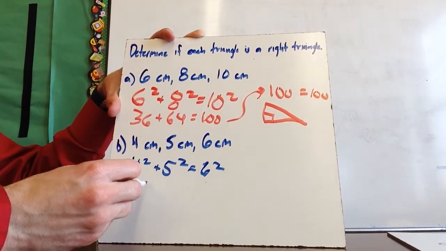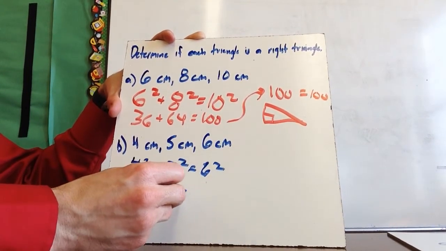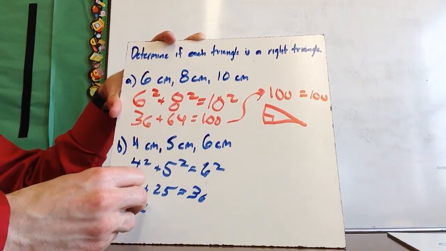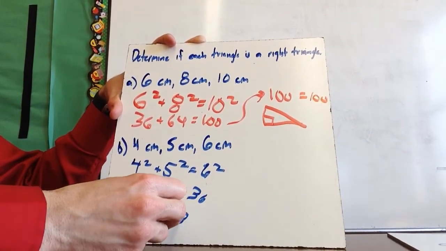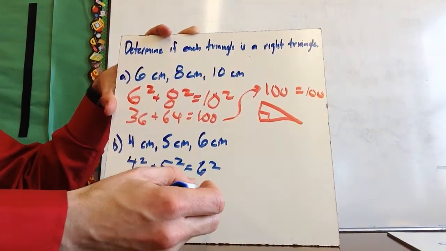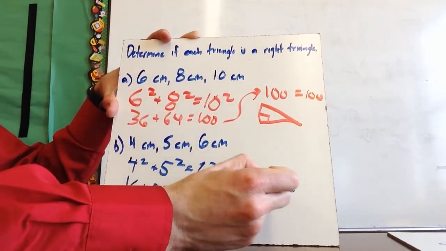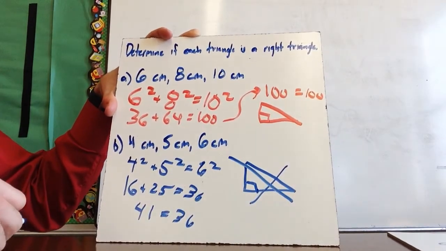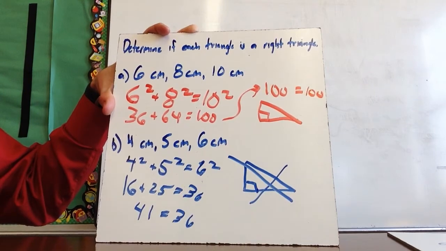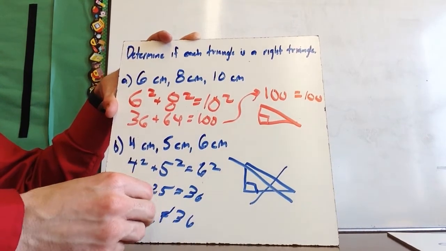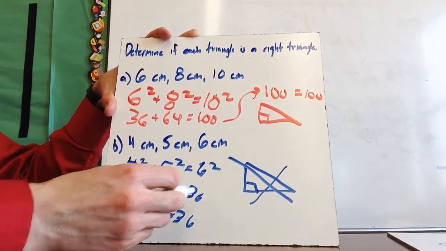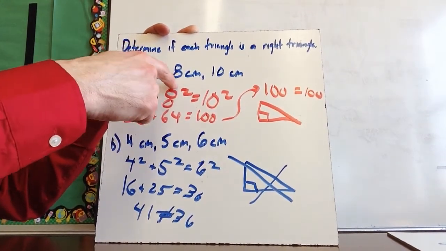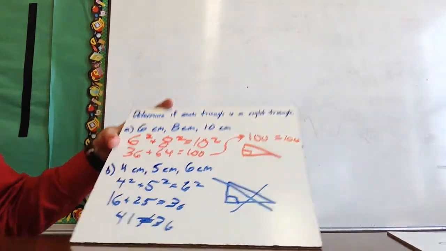So this is 16 plus 25 equals 36. 16 plus 25 is 41, does not equal 36. So you can either write no, you can write this is not a right triangle, however it is that you want to denote that this is not a right triangle. But since these are not equal, then this is not a right triangle. Right? So in order for it to be a right triangle, a squared plus b squared would have to equal c squared.